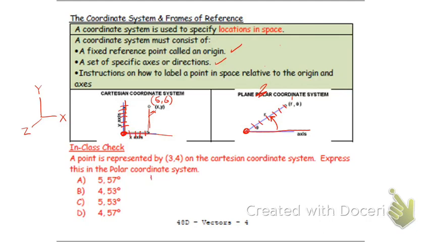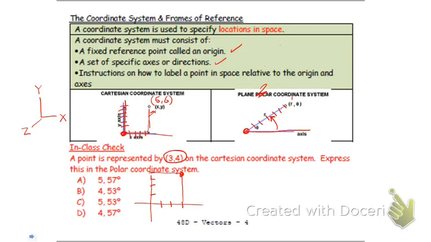So we have 3, 4. So 1, 2, 3. 1, 2, 3, 4. So there's my point in space. And by the coordinate systems, Cartesian coordinates is that. And it says, what is this in plane polar systems?